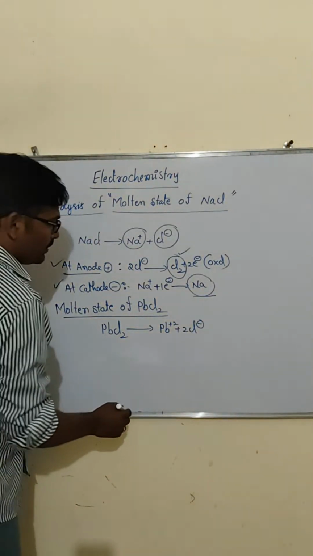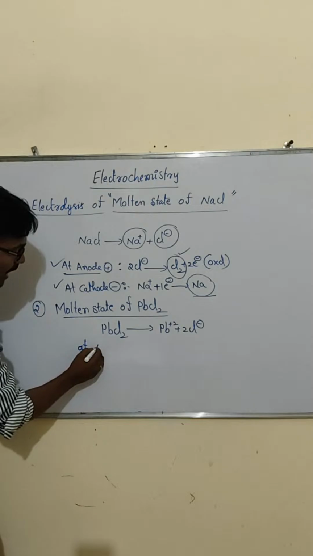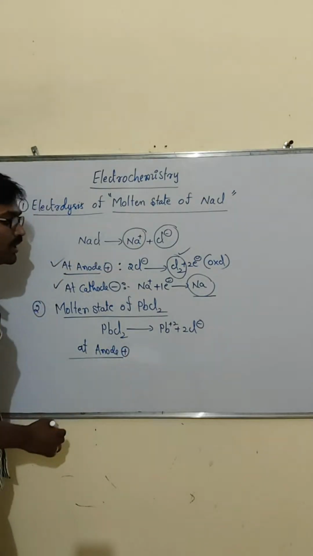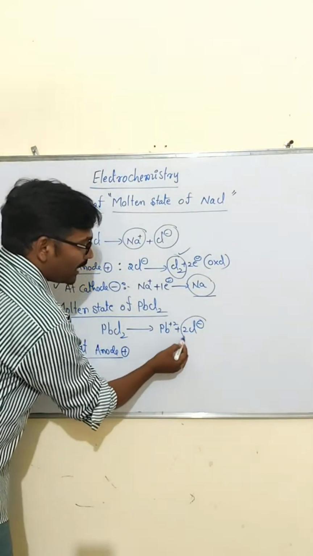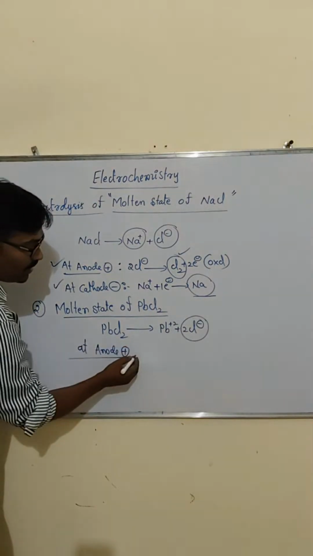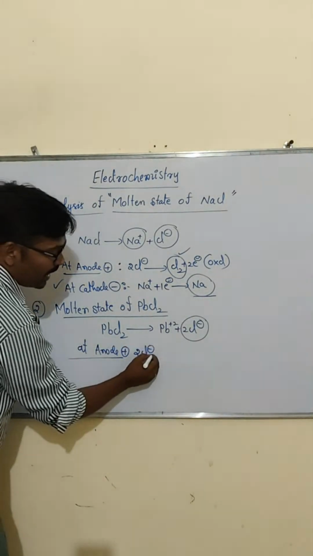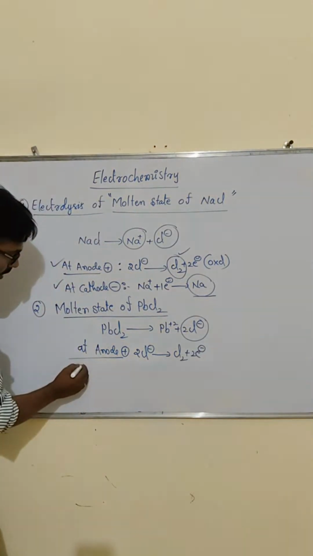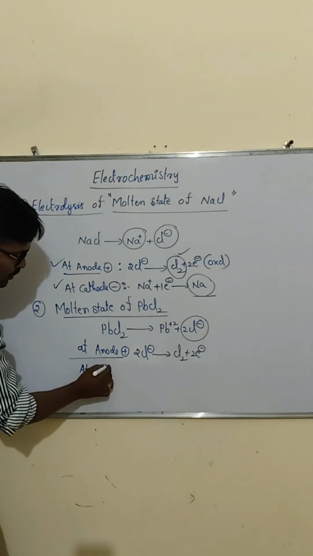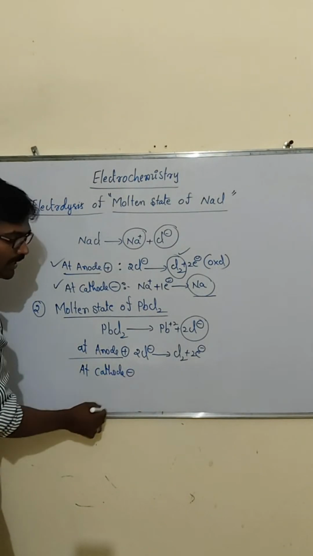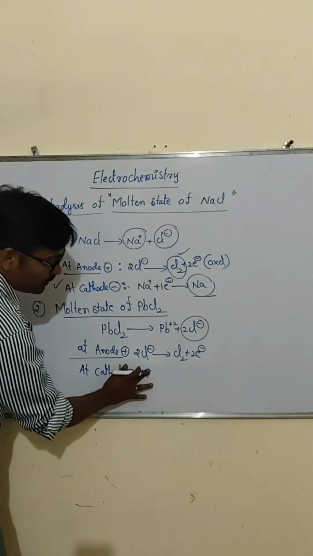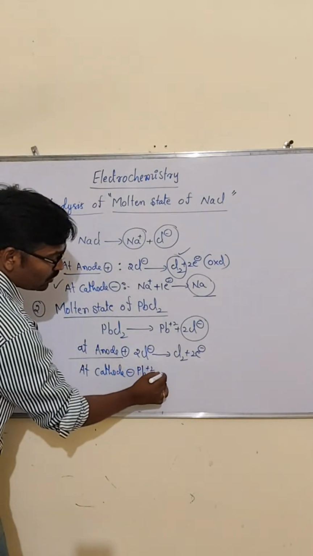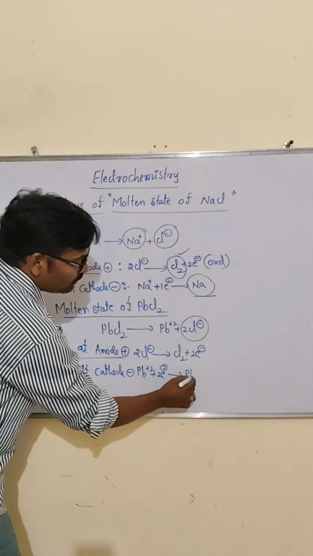Right? Then at anode what happens? At anode, as I told, positive charge... anions come. That is anion 2Cl minus, which will be converted into Cl2 plus 2 electrons. Then at cathode, negative charge, so cations will come. Which is the cation here? Pb2+. Pb2+ by taking 2 electrons, Pb will be formed.